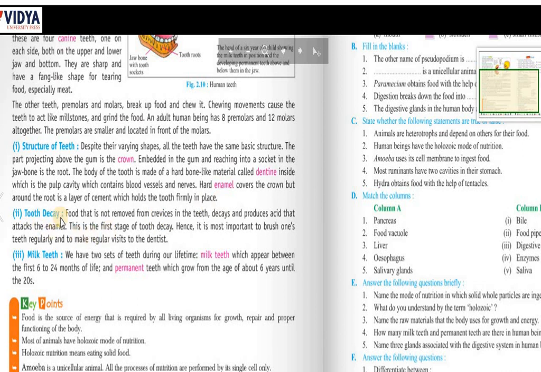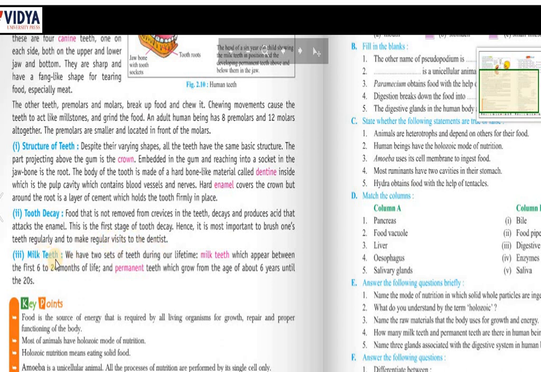Tooth decay. Food that is not removed from crevices in the teeth decays and produces acid that attacks the enamel. This is the first stage of tooth decay. Hence, it is most important to brush one's teeth regularly and to make regular visits to the dentist.